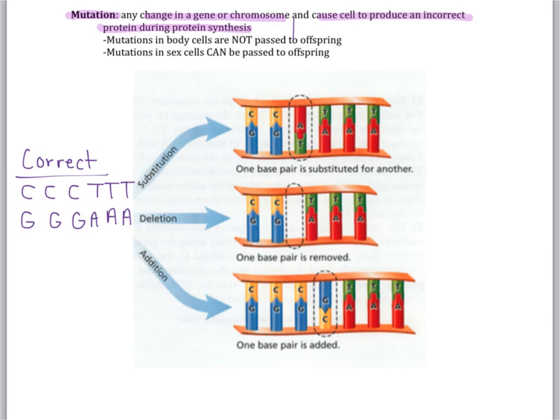So for example, if we were to look here at this one, you can see that the correct order is supposed to be CCCTTT. But here, what we have is a substitution. Accidentally, in the copying process, this A combination was substituted when it was supposed to be a C. And what this does is it changes the type of amino acid that is pulled to be added to the protein chain, which creates an incorrect protein.